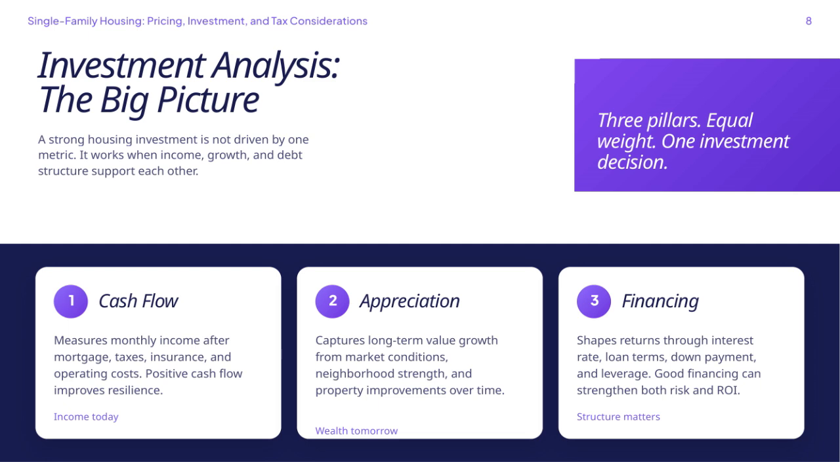Finally, financing shapes your returns and risk through factors like interest rates, loan terms, down payment, and leverage. The right financing structure can improve your overall return on investment while managing risk effectively. These three pillars, cash flow, appreciation, and financing, carry equal importance. A successful investment happens when income, growth, and debt structure all support each other. In other words, you need to look at the big picture and balance these elements to make the best investment decision.